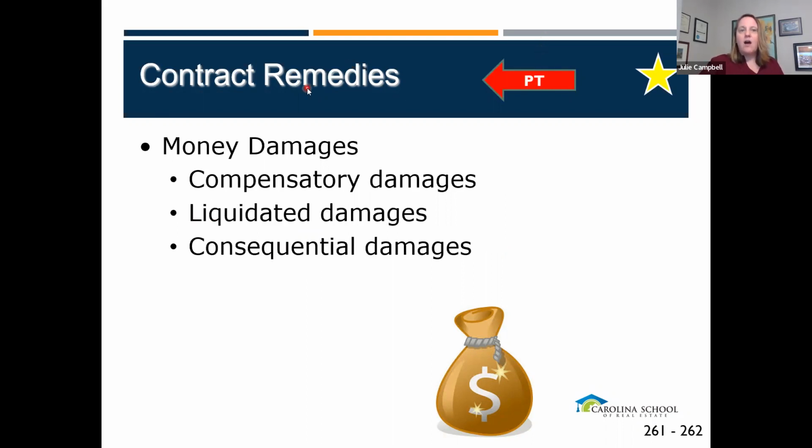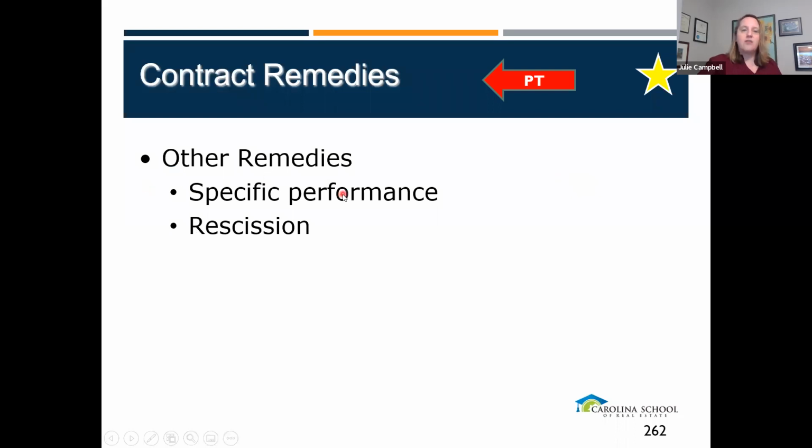Okay. Other contract remedies. There are money damages as contract remedies, but there are other contract remedies. Another contract remedy is specific performance. The injured party can sue the breaching party for specific performance, and upon being awarded specific performance, the judge can make the breaching party perform as promised.